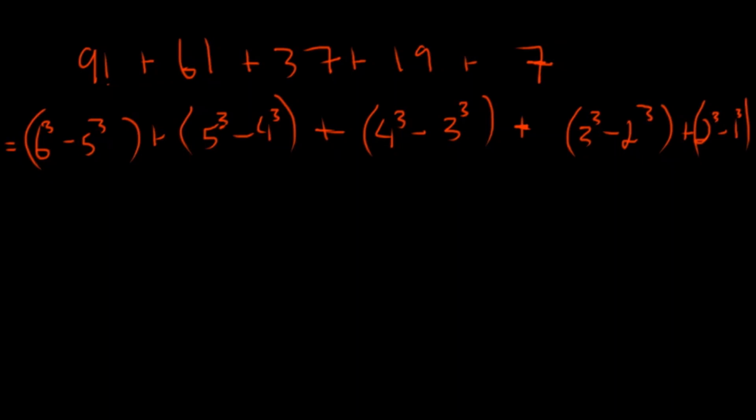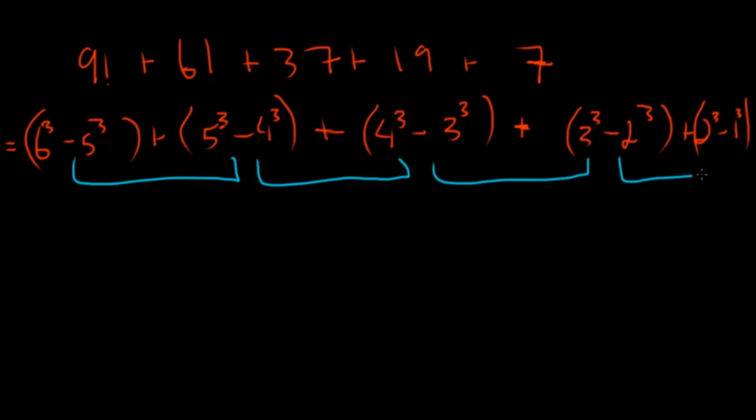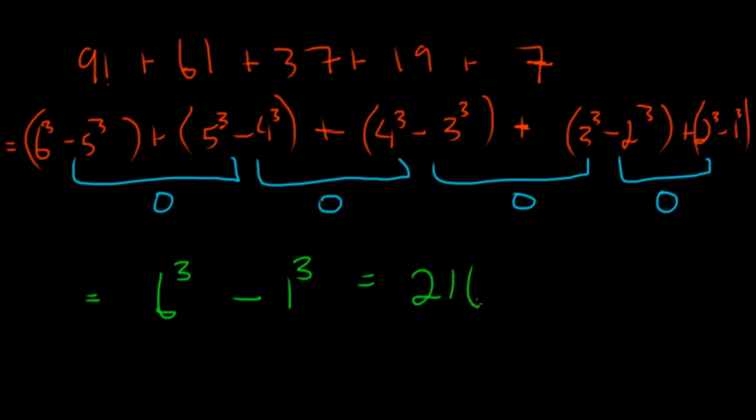And something beautiful happens. We call it telescoping. Just like an old-fashioned telescope will collapse on itself, this thing is about to collapse on itself. Negative 5 cubed plus 5 cubed, that's 0. Negative 4 cubed plus 4 cubed, that's 0. 0. 0. This thing is left to become 6 cubed minus 1 cubed, or in other words, 216 minus 1, or 215.